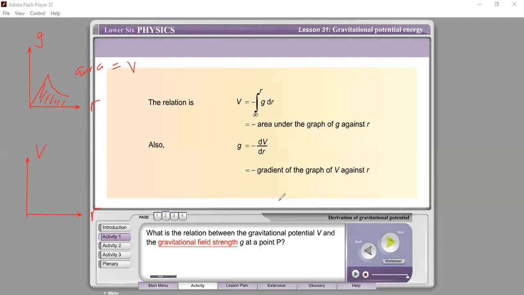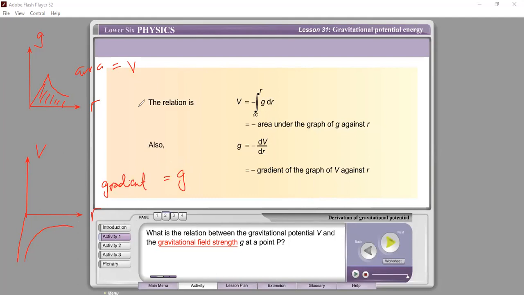Okay, V against R is like that, right? So that means we find the gradient of the graph V against R. The gradient will equal G. This will be the gradient because, as we know, how to find the gradient for the curve.